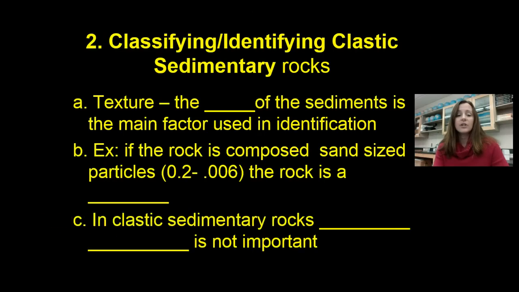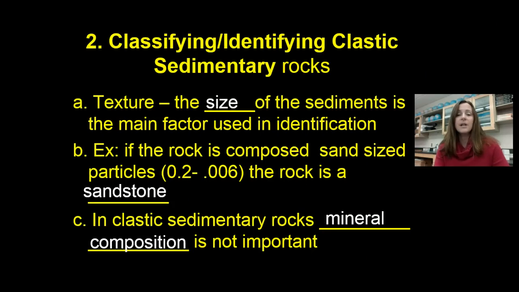Well, we look at their texture, and the size of the sediment is the main factor that we use. So for example, if a rock is composed of sand-sized particles, the rock is a sandstone. And in clastic sedimentary rocks, the mineral composition is not important. It's really the sediment size that is important.